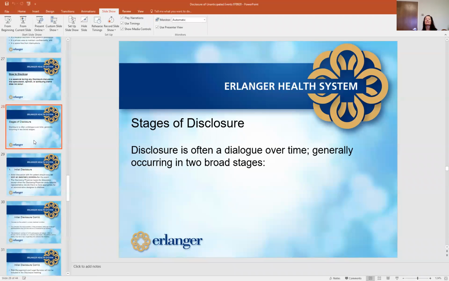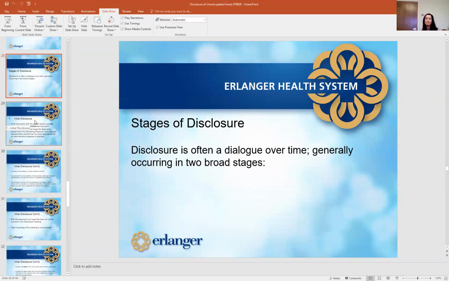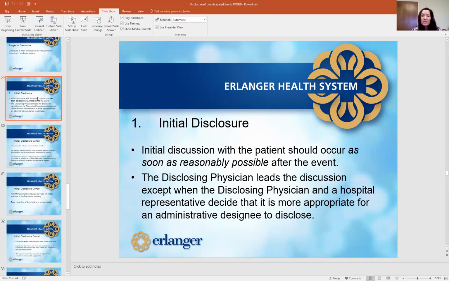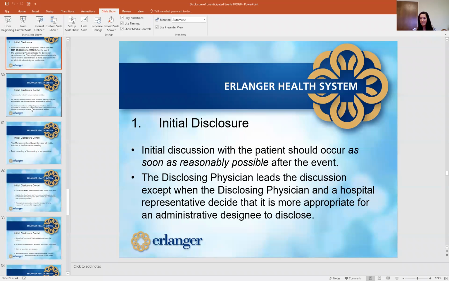And so, as I mentioned, there are stages of disclosure. Very broadly, that happens in 2 stages, okay? There's an initial disclosure, and then there's a post-analysis disclosure. Next slide. So the initial disclosure is the one that we want to happen as soon as reasonably possible after the event occurs. And usually it's going to be the attending physician, but not always. Like Dr. Kohrt said, there are going to be circumstances where something might have to be disclosed pretty quickly, okay? But typically it's going to be, most often, a physician that's leading the discussion.